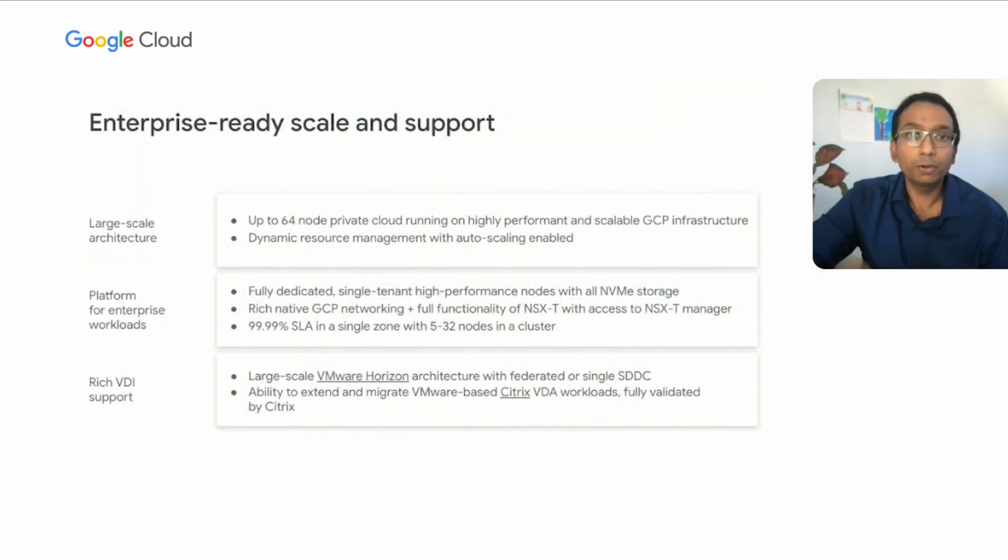We are an enterprise ready platform that scales and supports your enterprise workloads. With up to 64 node private clouds running on highly performant and scalable Google Cloud infrastructure, and dynamic resource management with auto scaling enabled, we also provide a fully dedicated single tenant high performance node with all NVMe storage and with rich GCP networking and full functionality of NSX-T with access to NSX-T Manager. With 99.99 SLA in a single zone with 5 to 32 nodes in a cluster, you have the high availability that is required by some of your mission critical applications.